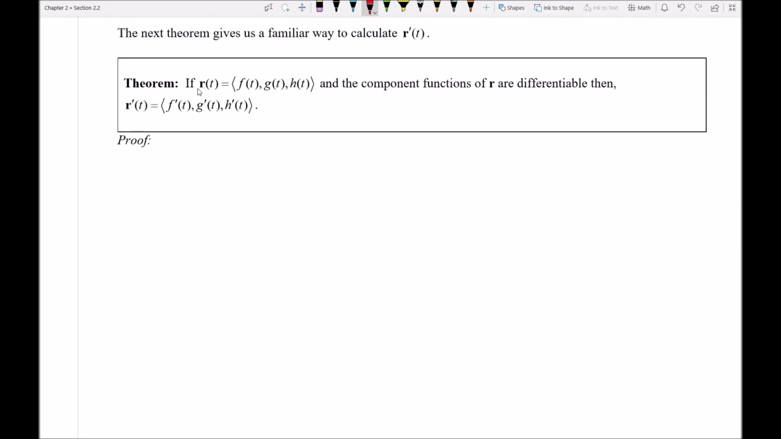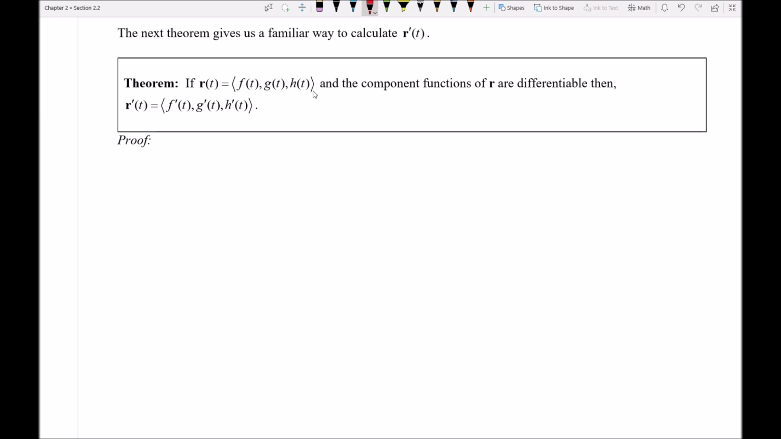Here's what it says. If you have a vector function with component functions f, g, and h, as long as those component functions are differentiable functions, like good old classic Calc 1 differentiable functions, then it must be the case that the derivative of the vector function, here it is, this is our first beautiful shortcut, is just take the derivative of each of the component pieces.